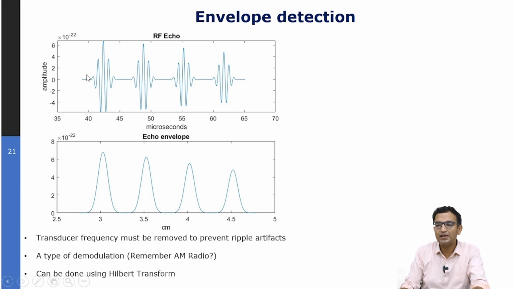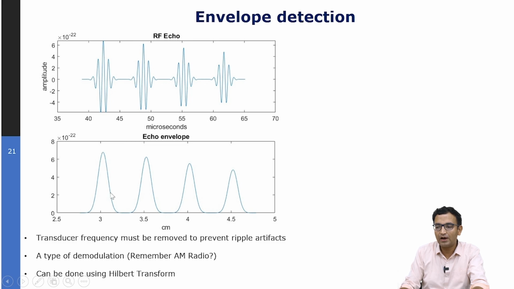So it's kind of similar here. We are interested in the envelope and we would like to get rid of this carrier signal. So this can be considered analogous to a type of demodulation, and we need to get rid of these oscillations to prevent ripple artifacts. There's a mathematical operation called the Hilbert transform which can do a great job at extracting this envelope. There are some other approximate transforms and mathematical operations as well, which require less computational overhead and can do a similar job.